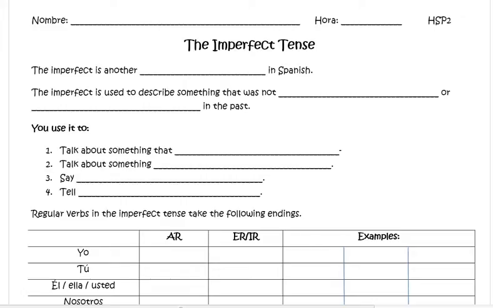So let's get started. The imperfect tense is another past tense in Spanish. Now, this is kind of a unique concept because in English we don't have more than one past tense. So the difference between this past tense and the other past tense, which is the preterite, is something that we'll cover a little bit later. Right now I just want to talk about the imperfect, how it's formed, and when we use it. So the imperfect is used to describe something that was not perfected or something that was not completed in the past.